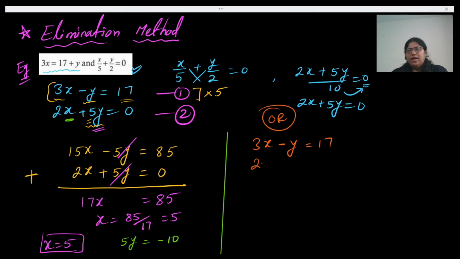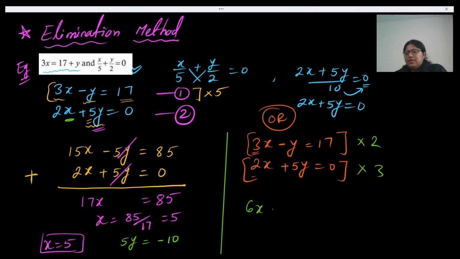Any one you have to do it. Now here plus 5y is 0. Now if I see the coefficient of x, here it is 3, here it is 2. To make it the same, I'll multiply the first equation with 2 and the second equation with 3, because 3 times 2 is 6, and the LCM of 3 and 2 is 6. So that's why I have to multiply this. Now 6x minus 2y is 34. Here 6x plus 15y is equal to 0.